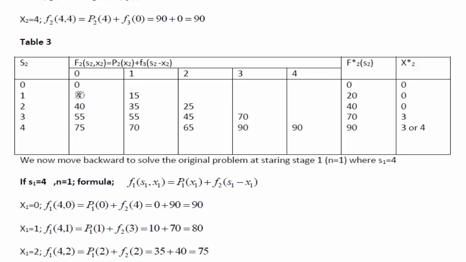Okay, now on this row 0 is the maximum value, on this row 20 is the maximum value, on this row 50 and 40 is the maximum value, on this row 70 is the maximum value, and on this row 90 is the maximum value. Now where does this maximum value occur? It occurs at x2 equals 0. This one occurs at x2 equals 0. This 70 occurs at x2 equals 3. Now 90 occurs in two places, 3 or 4, so we write it here.